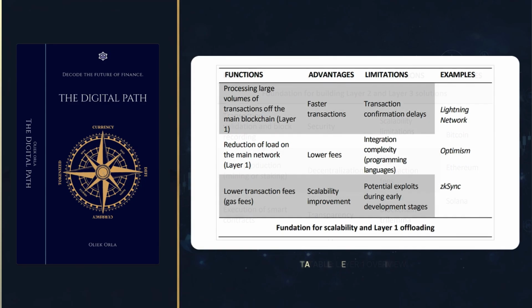Layer 2 – Scaling Solutions. Layer 2 can be thought of as the second floor of our digital building. It consists of auxiliary projects and network technologies that operate on top of Layer 1 blockchains. Their primary goal is to offload the base network and make transactions faster and more cost-efficient without compromising the security and decentralization provided by Layer 1.